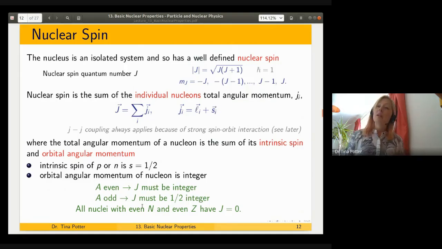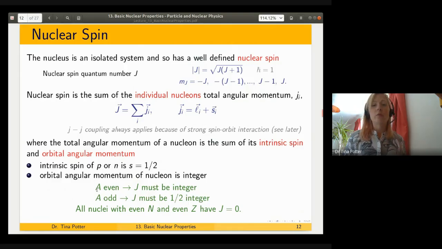And what we find as a special case here, actually, which you're going to have to try and remember, is that if we have a nucleus with an even number of neutrons and an even number of protons, a so-called even nucleus, they always have a total spin of 0. So there's a special case there. Even nuclei have a spin of 0.